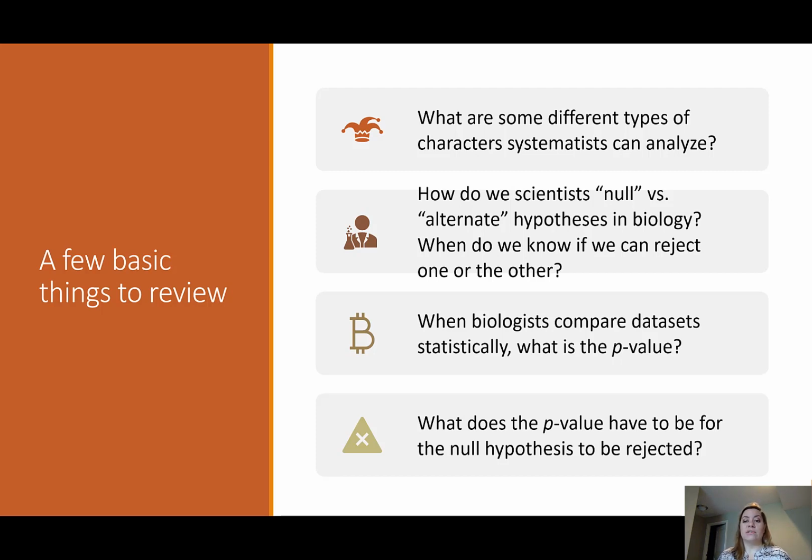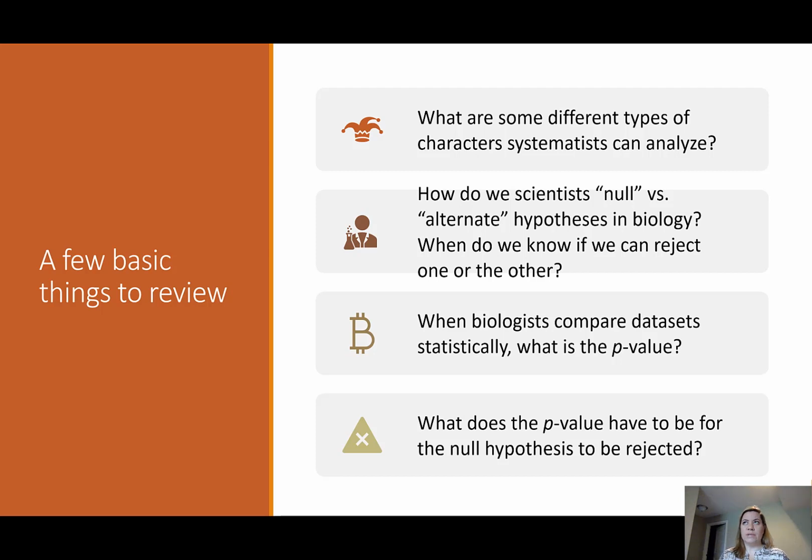And that usually is done through a p-value. So when biologists compare data sets statistically, what is the p-value? The p-value is essentially a probability value, and it can be defined as the probability that the null hypothesis is true given the data that you observe. So what p-value do you have to have in order to reject the null?